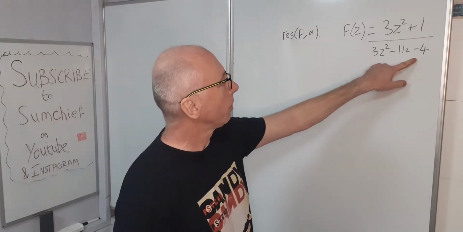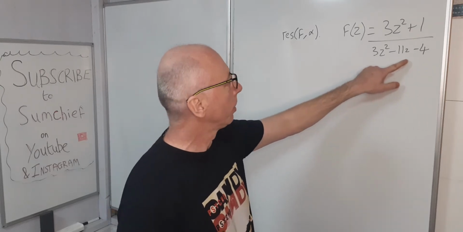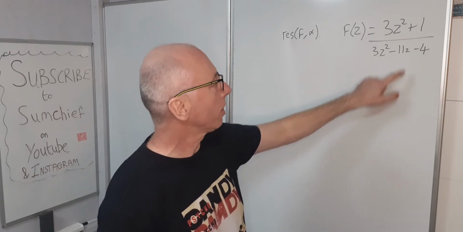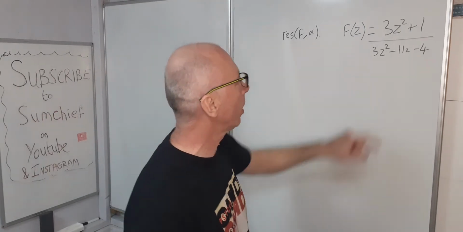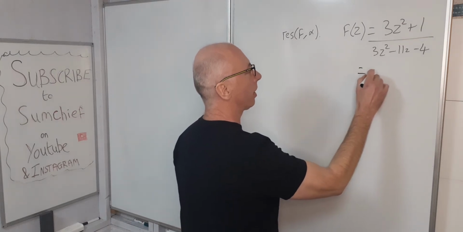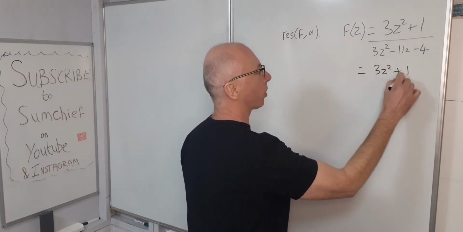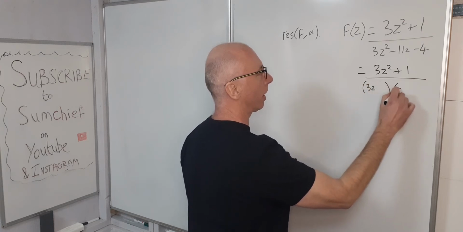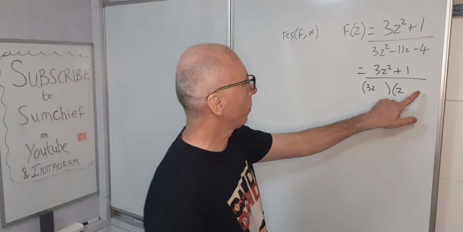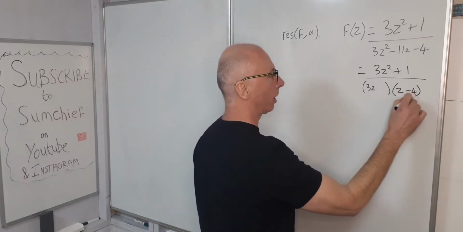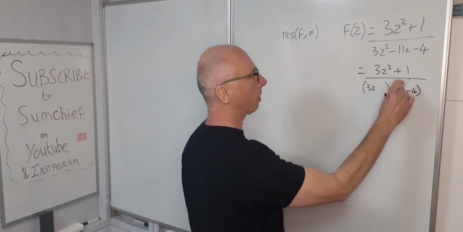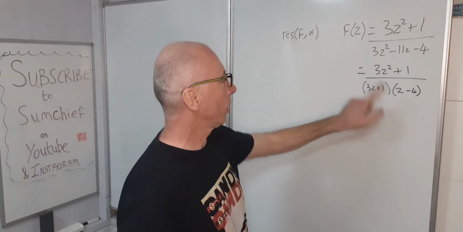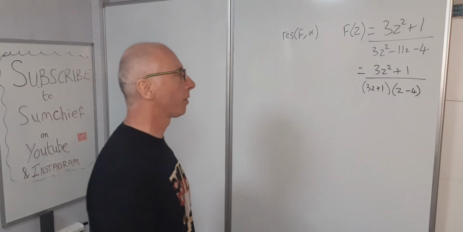Well, it looks like this may be factorable. So with a minus 4 and a 3, 3 4s are 12, just one gap here, so we can have minus 4 and minus 4 and plus 1. So what we could say is 3z squared plus 1 over 3z plus 1, times z minus 4. Minus 4 times plus 1 is minus 4, so that's that one taken care of.